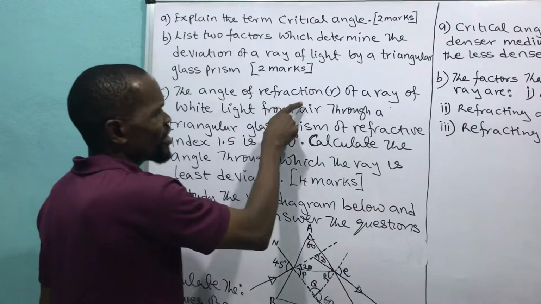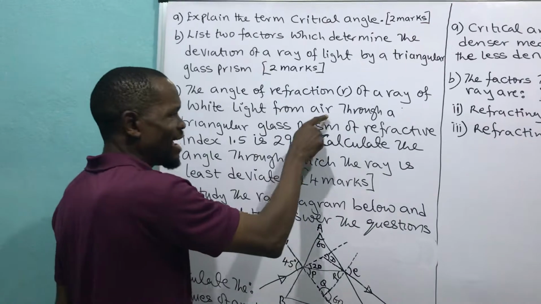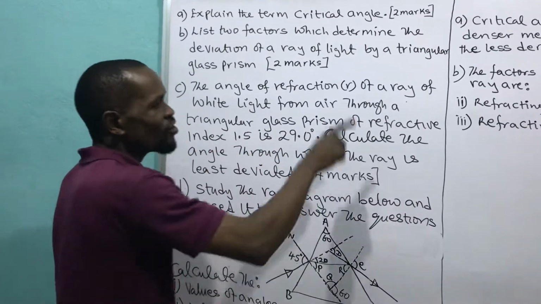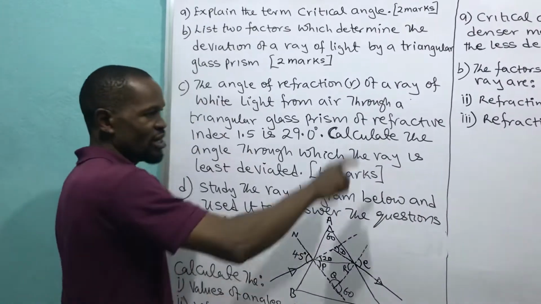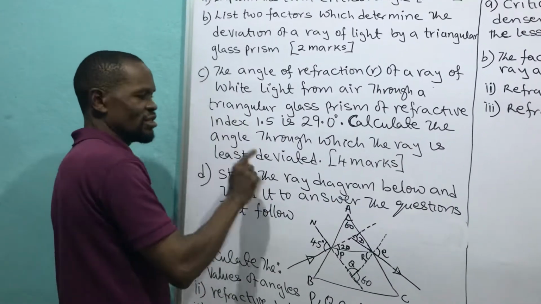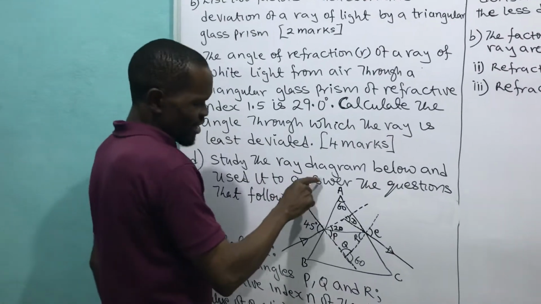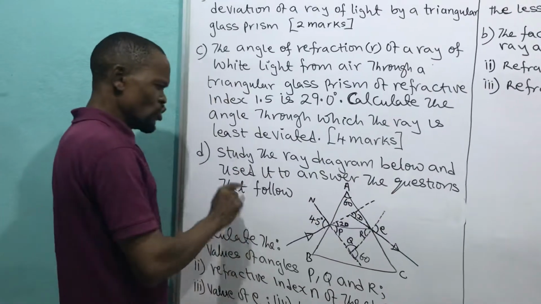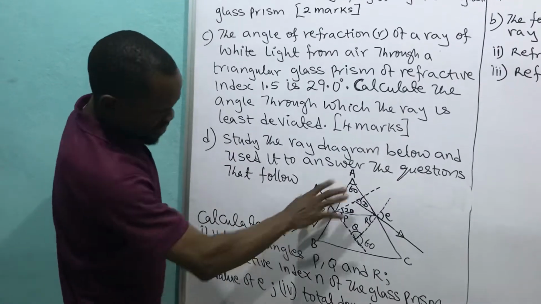The angle of refraction R of a ray of white light from air through a triangular glass prism of refractive index 1.5 is 29 degrees. Calculate the angle through which the ray is least deviated, D. This is 4 marks. It says study the ray diagram below and use it to answer the question that follows. Look at the diagram below.